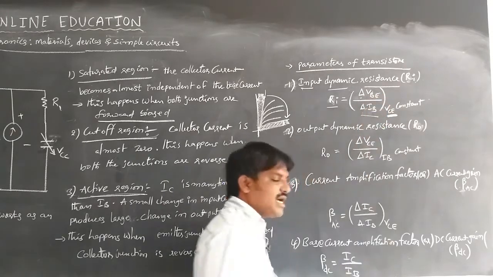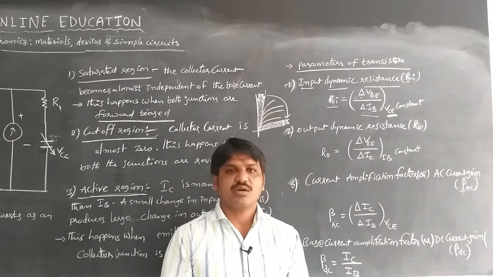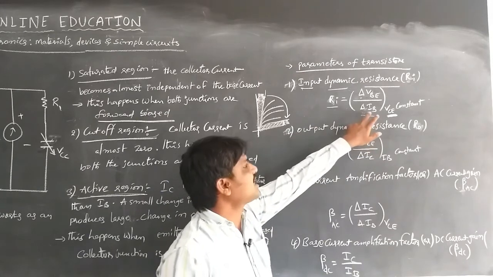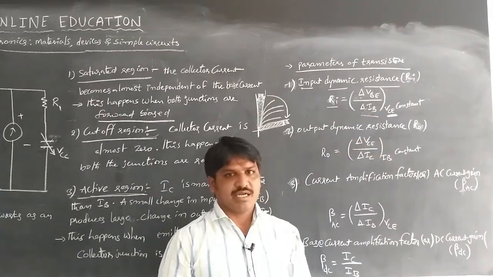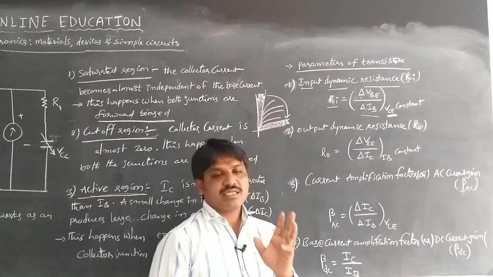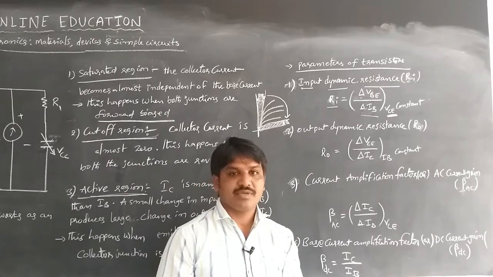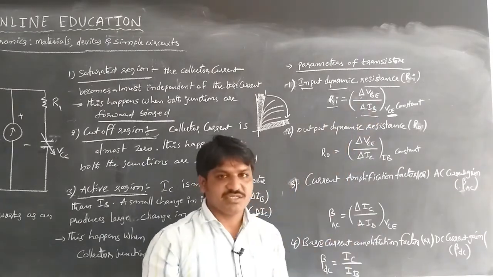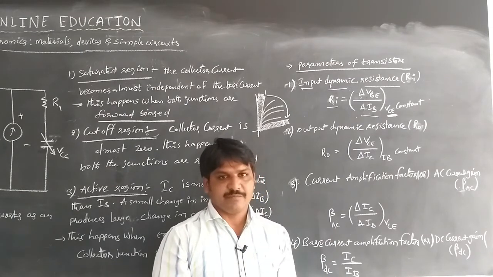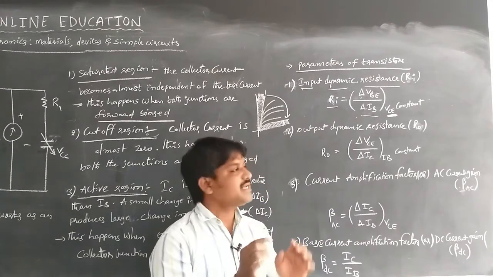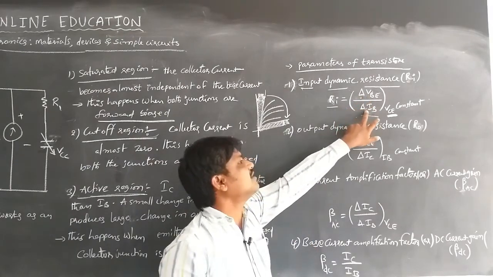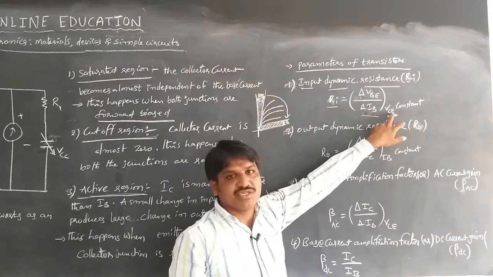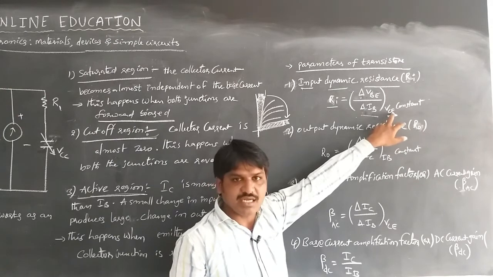Here delta VBE is the change in potential across the base emitter junction, and delta IB is the change in base current, keeping the collector emitter potential constant. Once again, the input dynamic resistance is defined as the ratio of the change in potential of the base emitter junction to the change in base current, keeping the collector emitter potential constant.